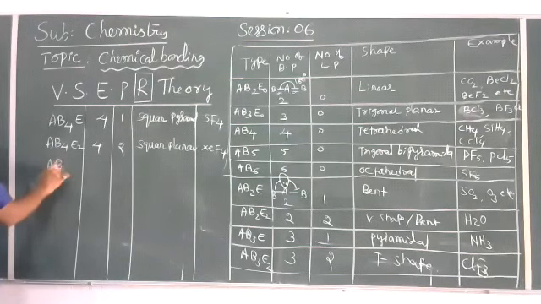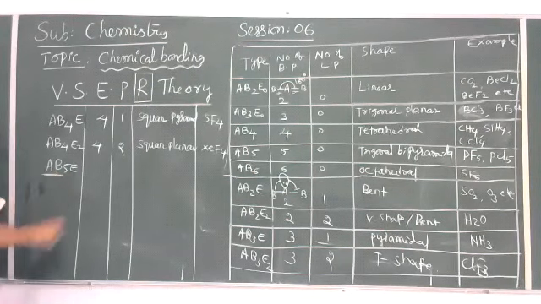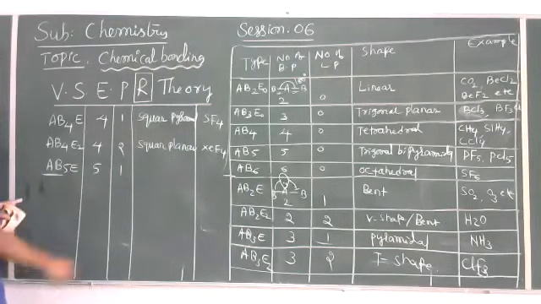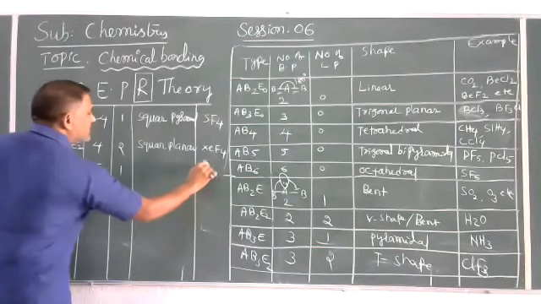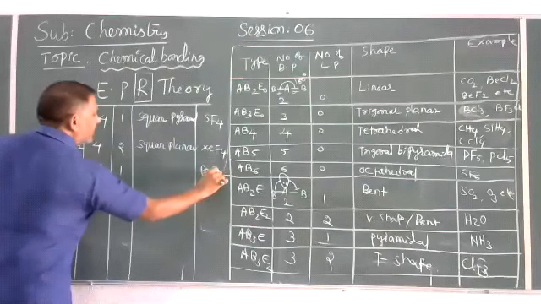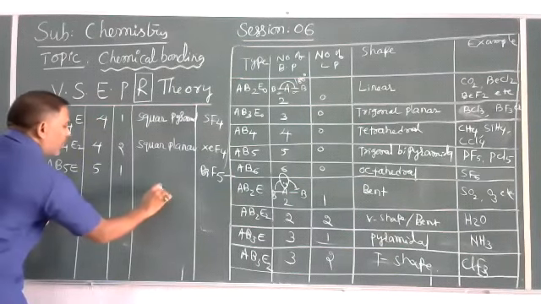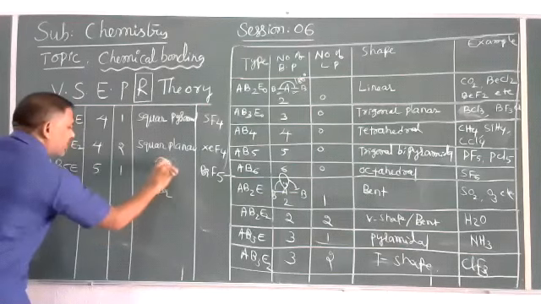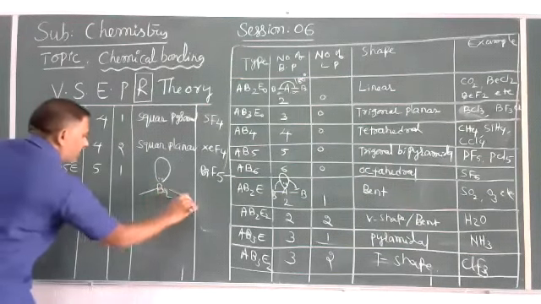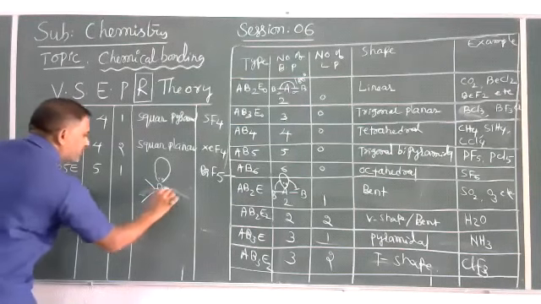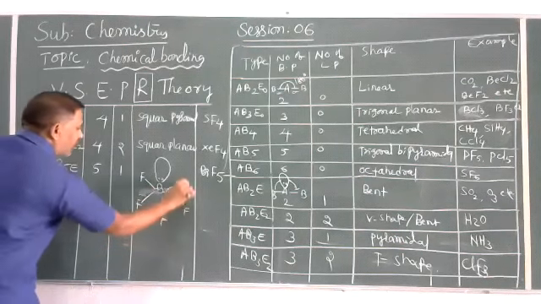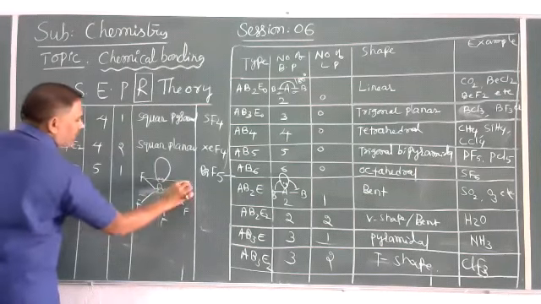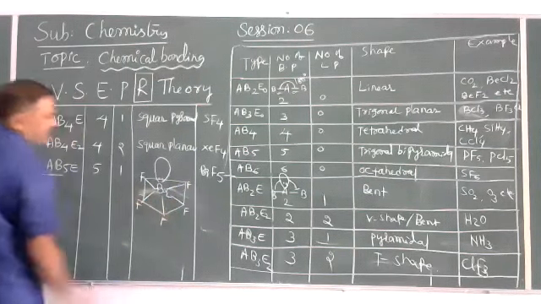Then here the AB5E type model, where one lone pair is present. Bond pairs are 5, and one is a lone pair. An example is BrF5. Around Br, 7 valence electrons are there, and 5 bond pairs of electrons are present. The structure is like this.